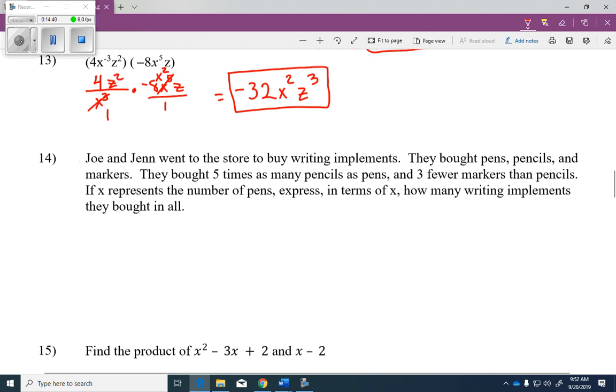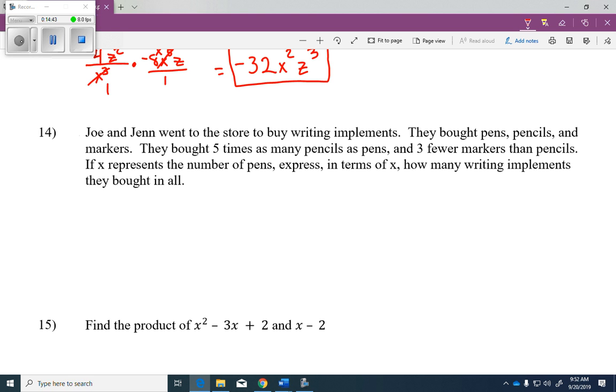Now there is a question very similar to number 14 on your test. Joe and Jen went to the store to buy writing implements. They bought pens, pencils, and markers. They bought 5 times as many pencils as pens, and 3 fewer markers than pencils. This is important right here. If X represents the number of pens, so this is like back to let statements that you used in 7th grade, they're letting X equal the number of pens. I need to express in terms of X all of the writing implements.